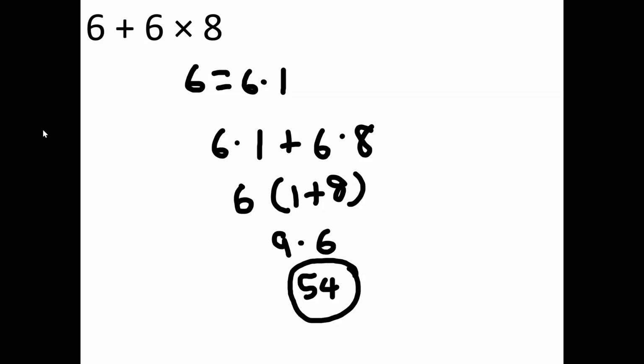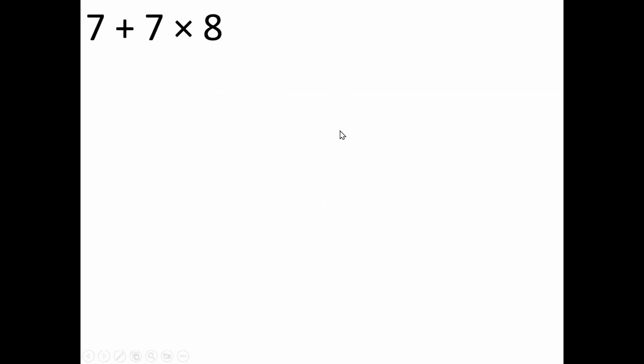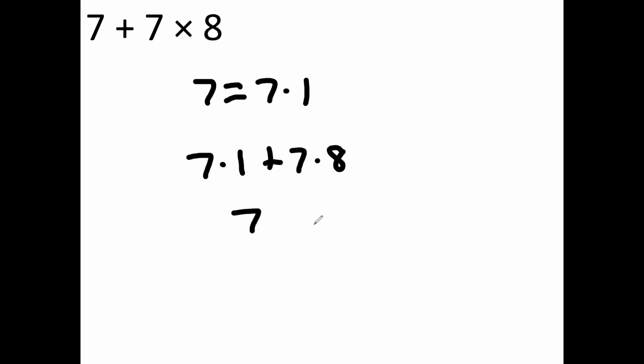For the next problem, why don't you take a moment to pause the video and try this one on your own. Now, let's go over the solution for 7 plus 7 times 8. 7 is equal to 7 times 1. So substituting, we get 7 times 1 plus 7 times 8, which is equal to 7 times (1 plus 8), which is equal to 7 times 9, which is equal to 63.